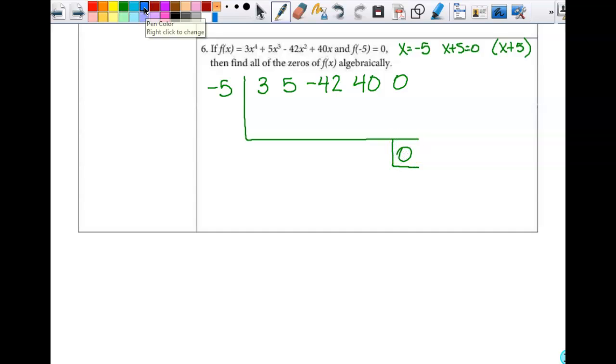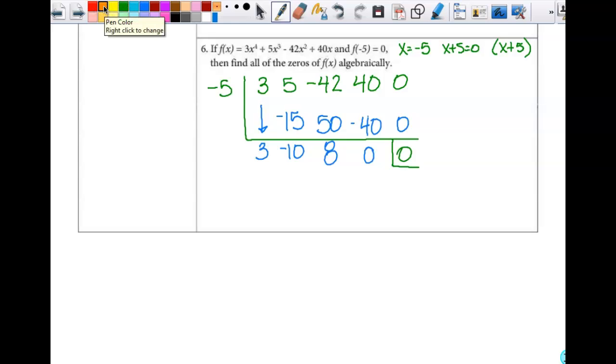Okay. So now that I have all that, now I'm going to do my synthetic division. Bring down my 3, negative 15, negative 10, 50, 8, negative 40, 0, 0. Okay. So what I get from this is that I have this thing partially factored. I know at this point that f of x equals x plus 5 times whatever this is, right? And so this here, I'd have 3x to the what power? Third. Very good. Minus 10x squared plus 8x, and then there is no constant term.